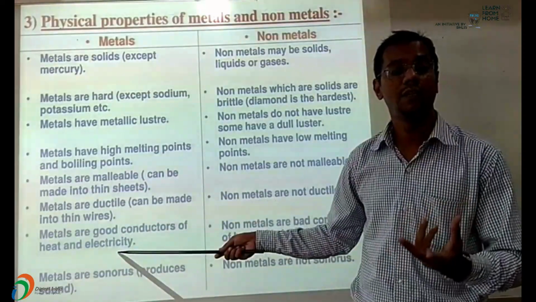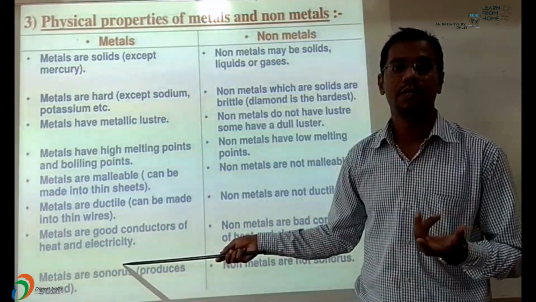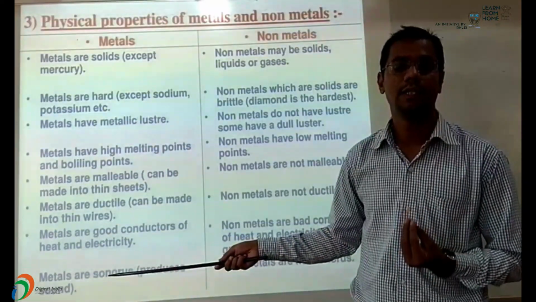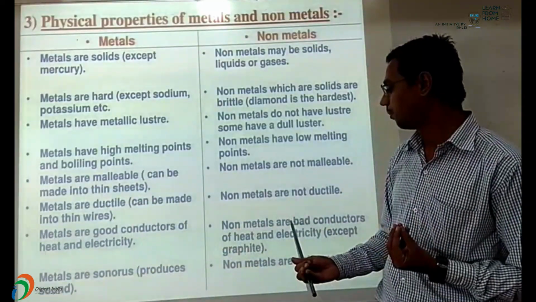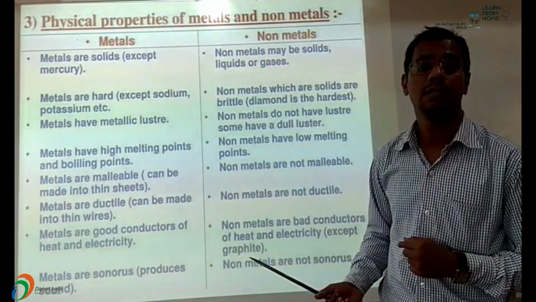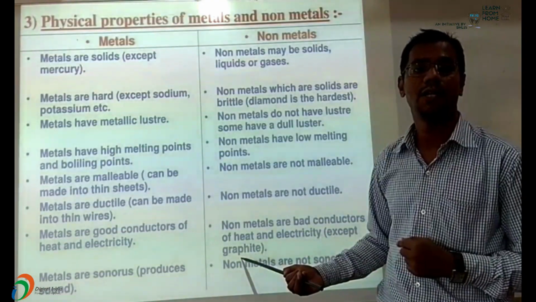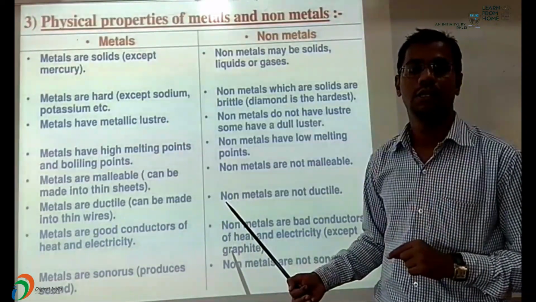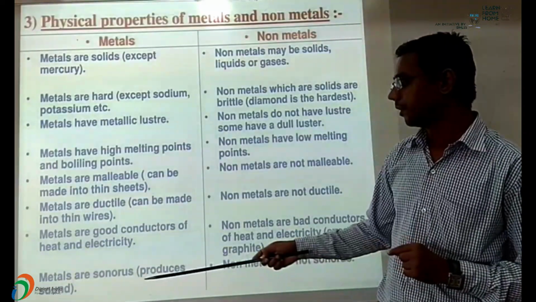They are good conductors of heat and electricity. We know that metals, they can easily carry the heat and they can easily carry the electricity, but non-metals do not carry the heat and electricity. But one exception is graphite. Always remember, graphite is one of the non-metals. It can easily carry electricity.